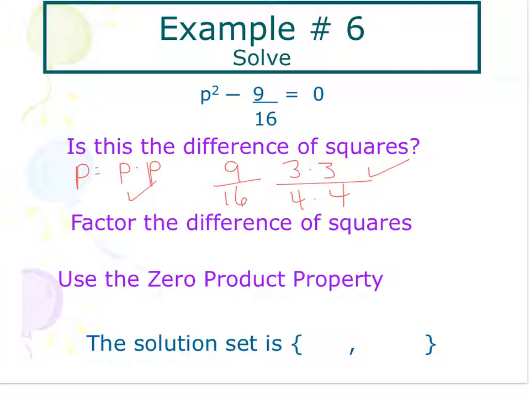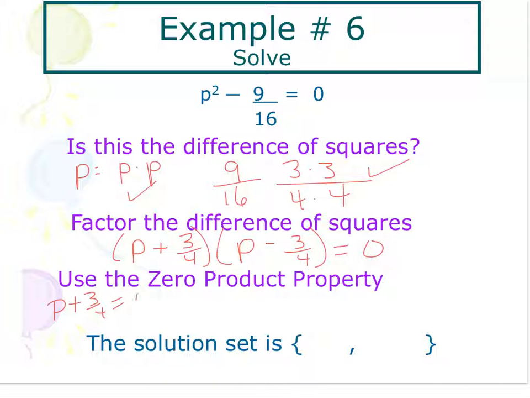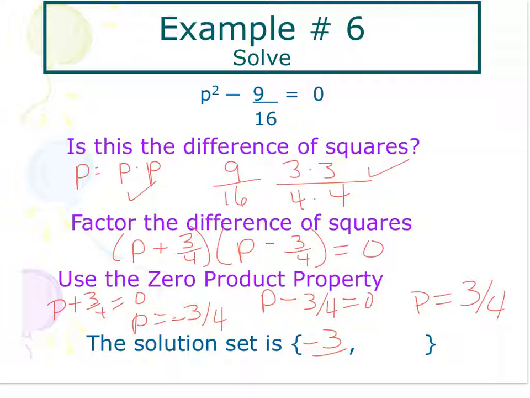So to factor these, basically, square root of the first plus square root of the second times square root of the first minus square root of the second. And since this equals 0, I can use my zero product property. So it's P plus 3/4 equals 0, and I subtract 3/4, so I get P equals negative 3/4, and P minus 3/4 equals 0, and I add 3/4, so I get P equals 3/4. So my two solutions are negative 3/4 and positive 3/4.